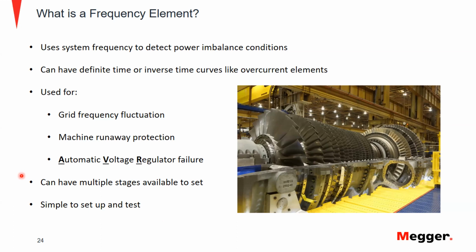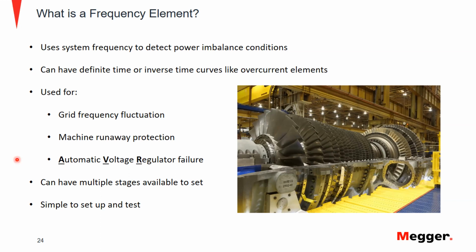What if a machine actually starts to run away, or the governor controls are not operating properly, or the automatic voltage regulator, or what we'll call the AVR, could fail as well. And when the AVR fails, the generator starts drawing reactive power from the grid, and now the generator is an induction machine. So it's operating above synchronous speeds. So we can have an over frequency situation, or we can also have an under frequency situation. And this will bring the generator out of sync as well.